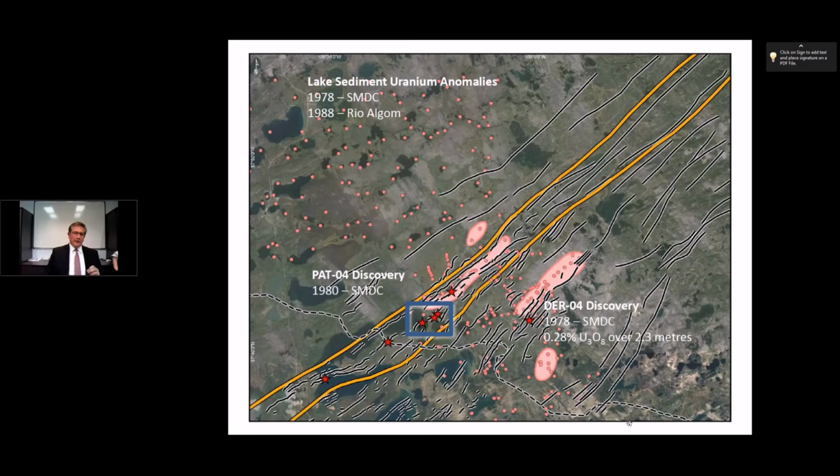The other hole that they drilled at that time, where they had a discovery, was right in the Patterson corridor, and you'll see it there in that box. In 1980, they drilled PAT-04. I'm going to zoom in on that area and show you. It's the northeastern shoreline, I guess, of Patterson Lake.